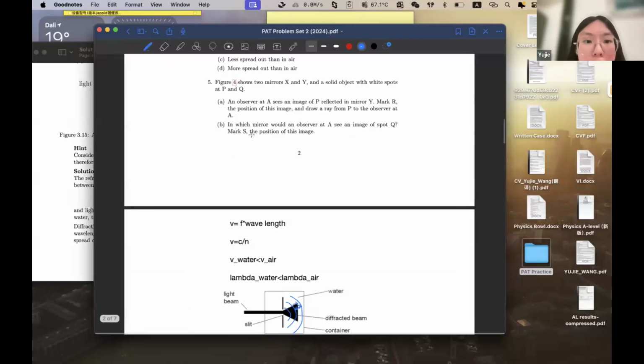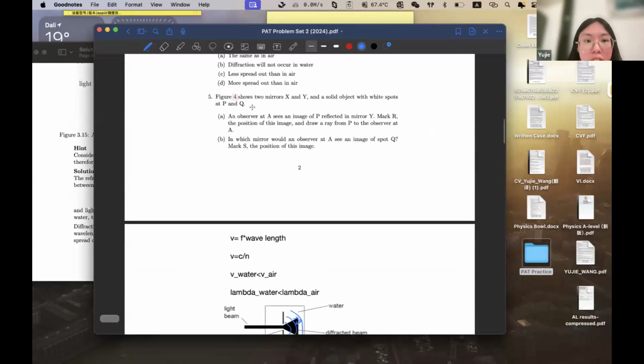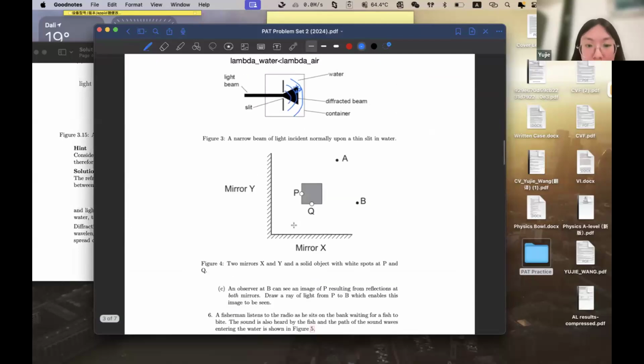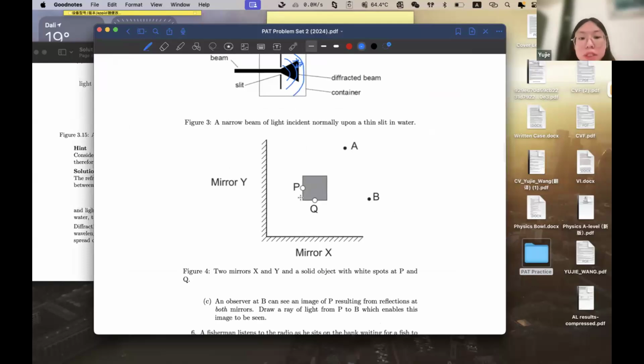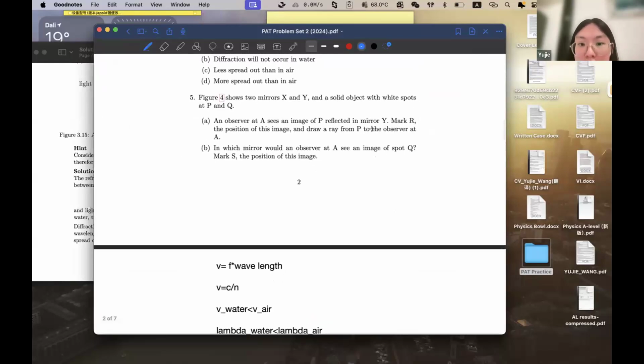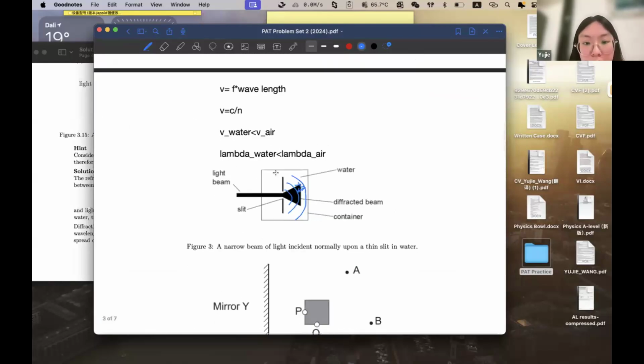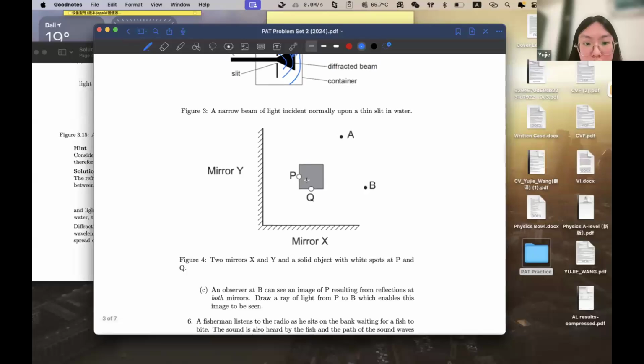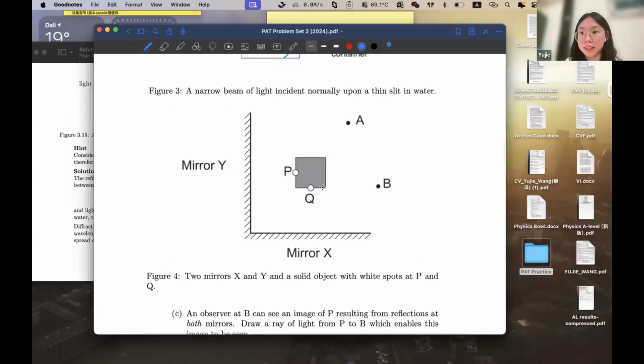For question 5, figure 4 shows two mirrors, X and Y, and a solid object with white spots at P and Q. So we know that P and Q are acting like light sources. For the first part, an observer at A sees an image of P reflected in mirror Y. We need to firstly mark R, the position of this image, and draw a ray from P to the observer at A. So I believe this question is relatively easy.